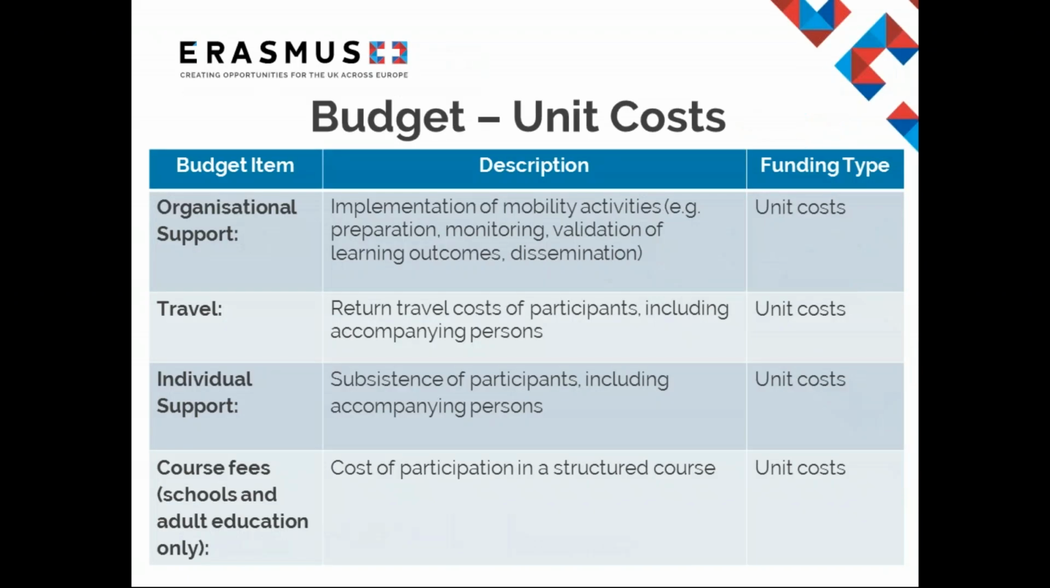The funding under Key Action 1 Adult Education is a contribution to the costs of delivering the project. The budget items seen here are unit costs. Unit costs, the funding, is automatically calculated depending on the unit. This can be the number of participants for a certain duration or a set cost per distance traveled, for example. Budget headings using unit costs are travel, organizational support, individual support, and course fees where applicable.